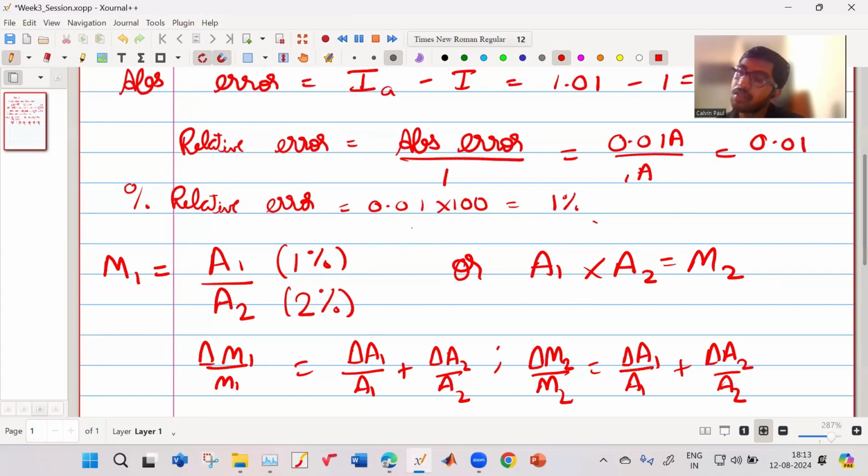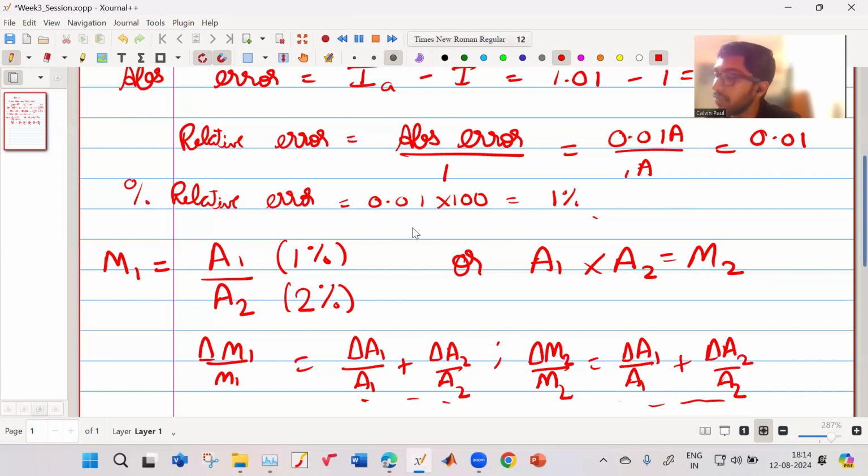So whether you do product or division, how the error is propagating is similar, because we want to find the worst case error. What would be the worst case scenario? How much is the error if I'm doing such a type of computation, such a type of measurement? How is the error being propagated? So these are the worst case possible scenarios of error.